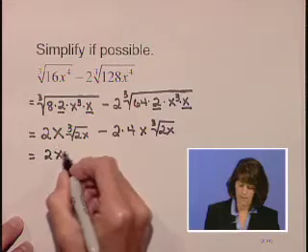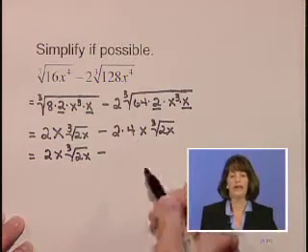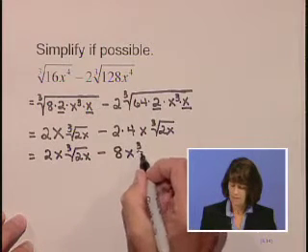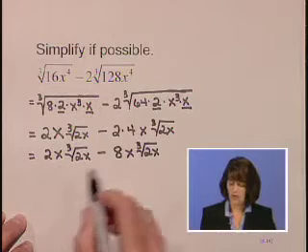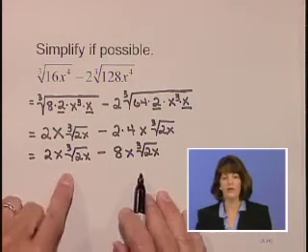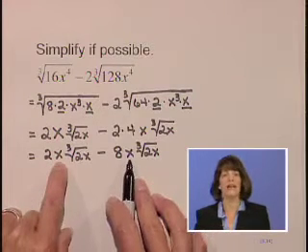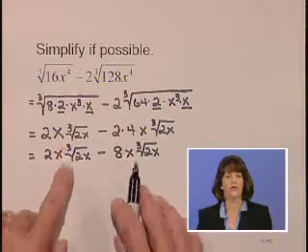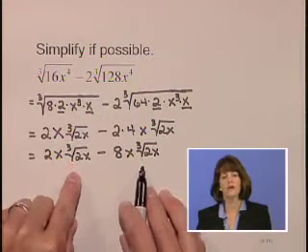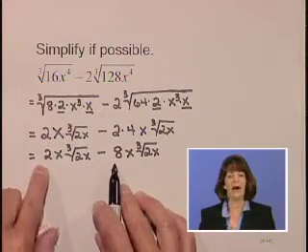Continuing by multiplying our 2 times 4 to get 8. Just rewriting everything else. As we look at our two terms, they are alike because they each have the same variable outside the radical to the first power. They each have a cubed root of the same radicand value 2x. And so we can combine these terms.